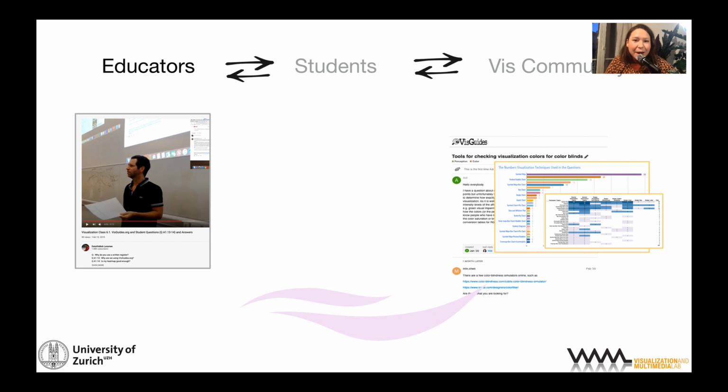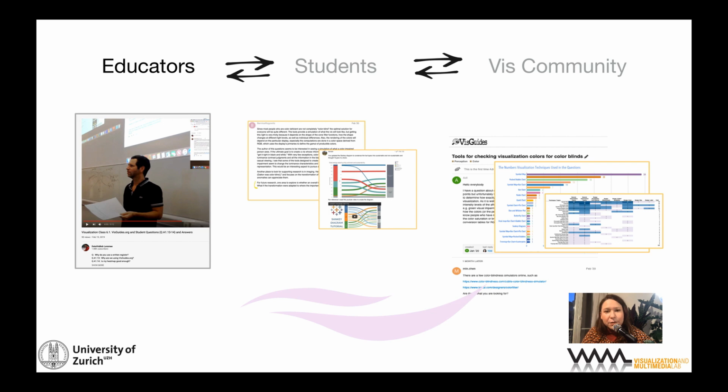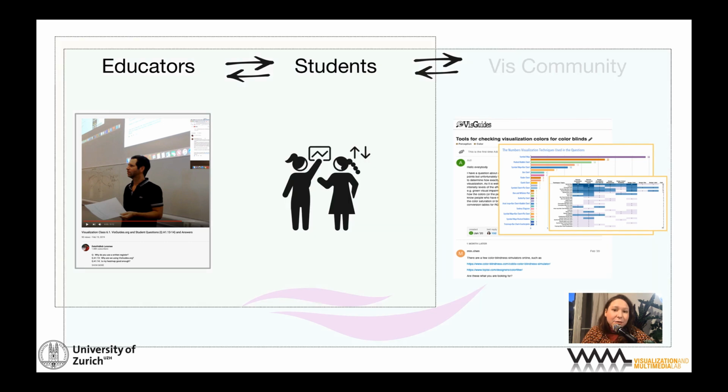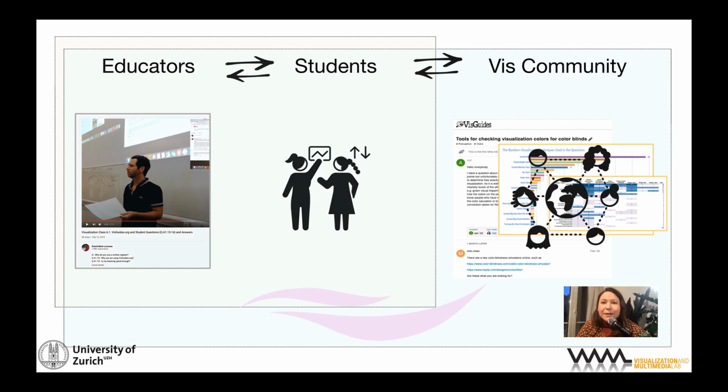To test our hypotheses and research questions, we developed a methodology that consists of 5 main steps. First, traditional lectures presenting a given topic. Second, a set of assignments for individual or group development. And then a community exchange and feedback via VisGuides.